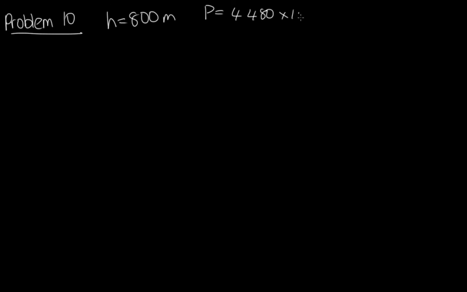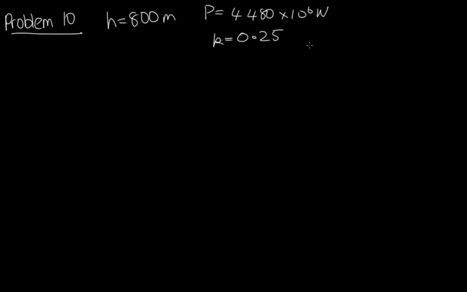And problem 10. So in this problem, we're told that the total change in height of water passing through the Snowy Mountain scheme is 800 meters. This water is used to produce 4,480 megawatts, so that's times 10 to the 6 watts of power. Assuming that 1/4 of the gravitational potential energy of the river is converted into electrical energy, so the efficiency is equal to 25% or 0.25, that's 1/4.